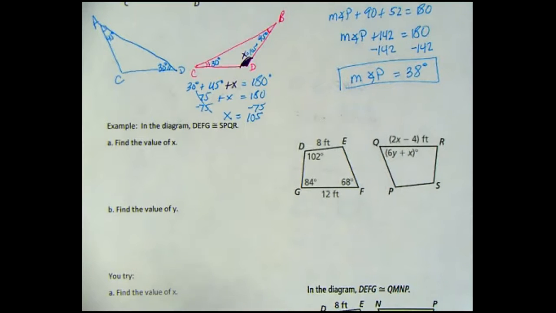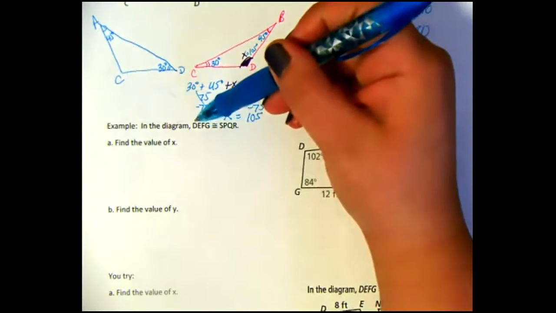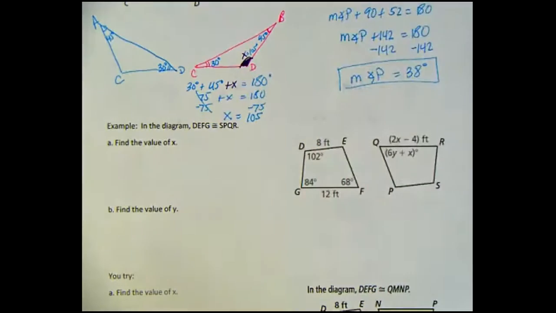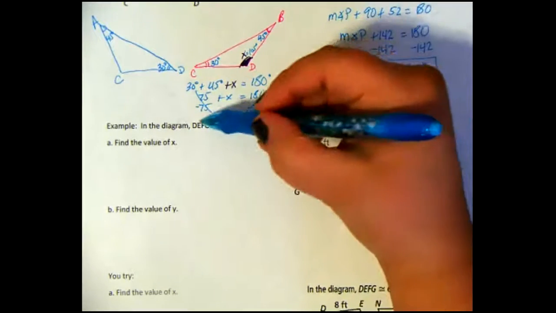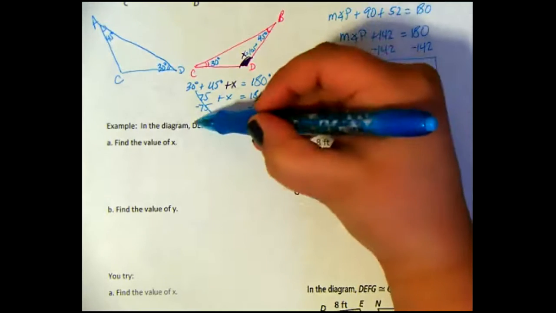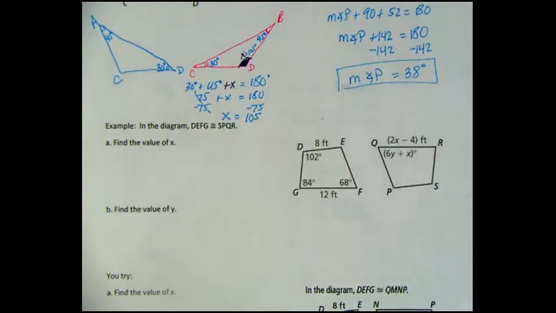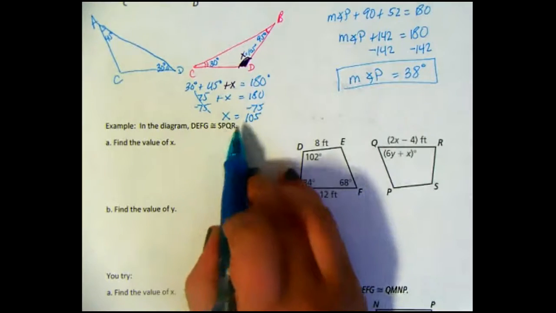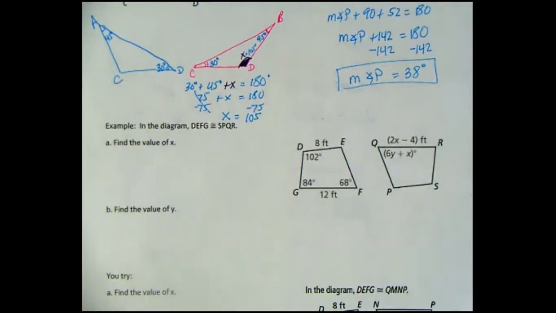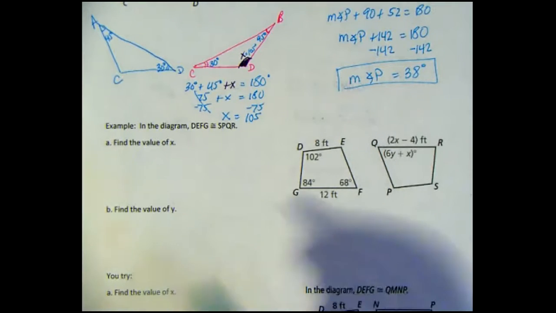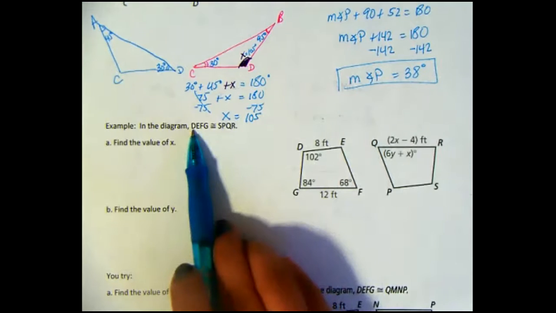Now I have to ask another question because Gabriel killed it. All right. How about this? Which one of these is congruent to D? Which angle from SPQR is congruent to D? Thank you, Gabriel. Which one is congruent to D? Thank you, Mariel.